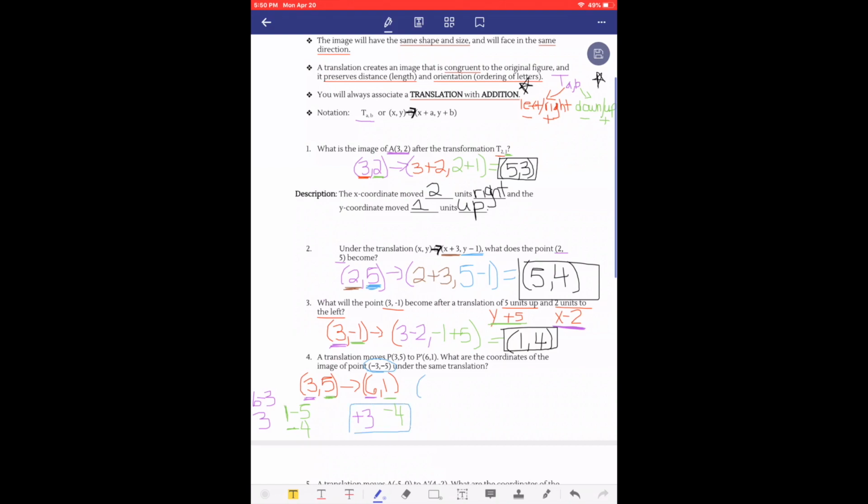So if it was negative 3, negative 5, that would become negative 3. Remember, we're always doing addition, so negative 3 plus 3. And then negative 5, my original, plus the negative 4 for the y value. Negative 3 plus 3 is 0. Negative 5 plus negative 4 is negative 9. So 0, negative 9 is your new point.